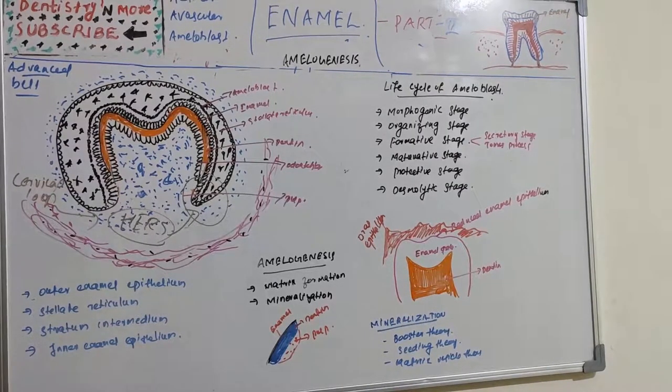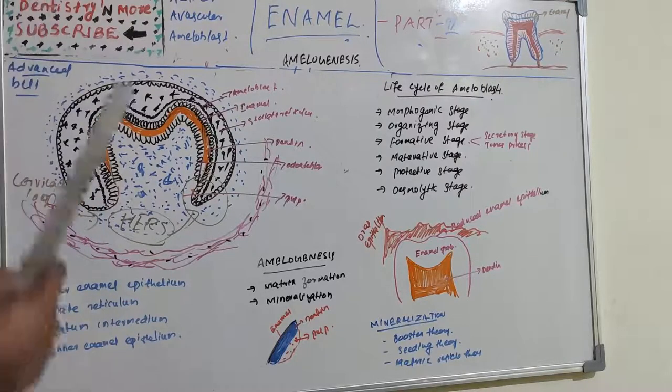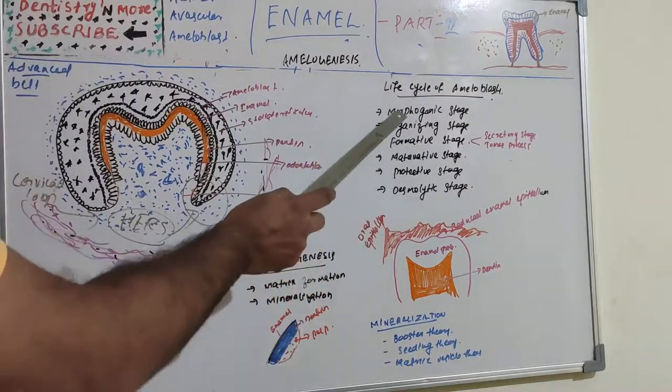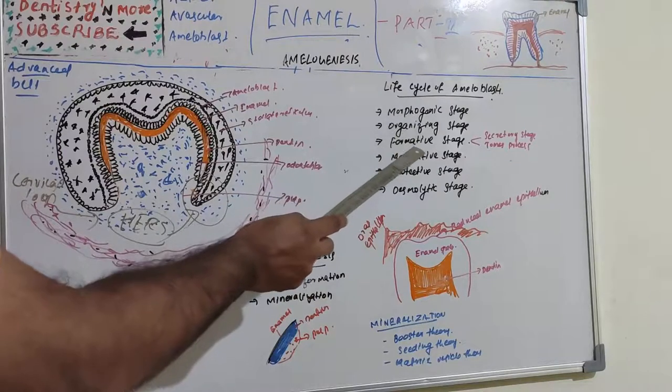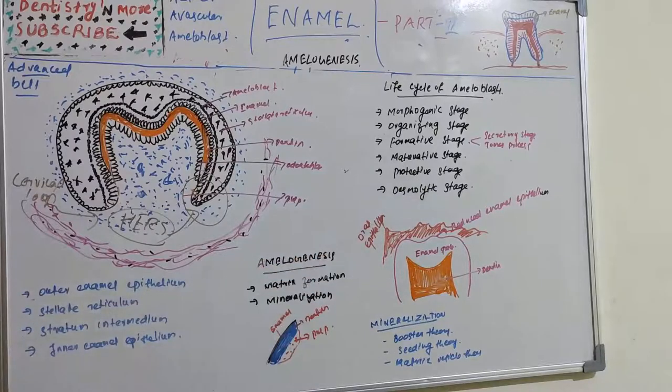So according to the function of lifespan of the cells of inner enamel epithelium, the life cycle of ameloblast can be divided into six stages. Those are morphogenic stage, organizing stage, formative stage, maturity stage, protective stage, and desmolytic stage.